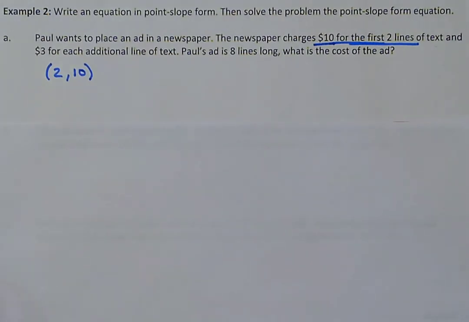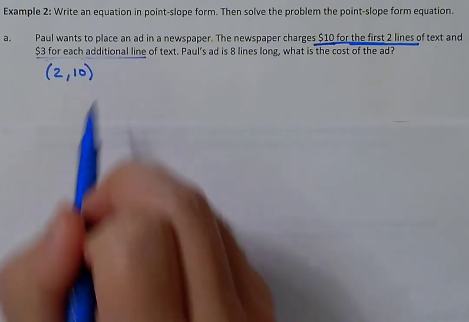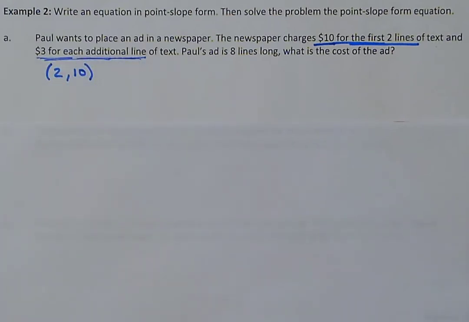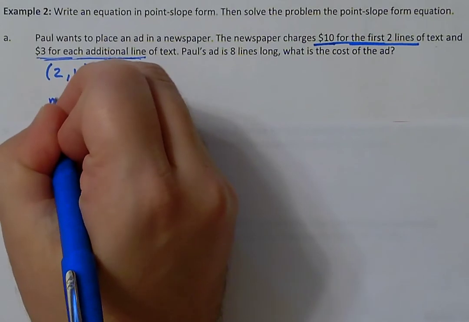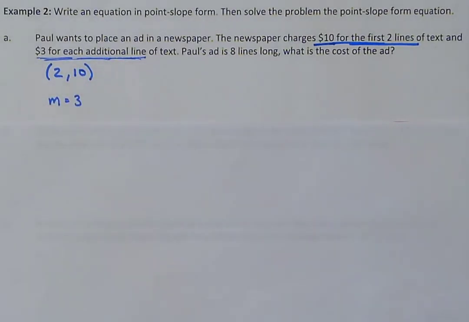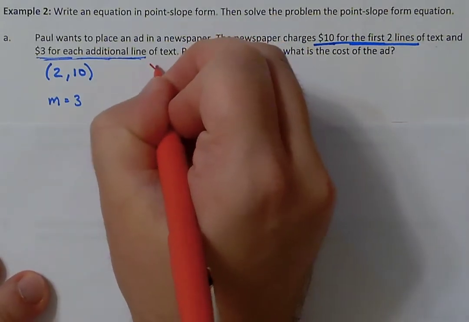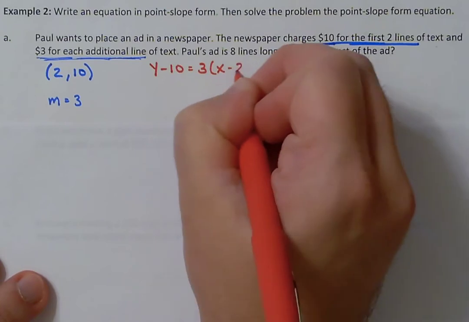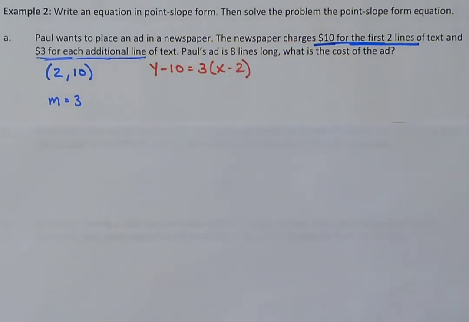And then it talks about $3 for each additional line of text. So this $3 for each additional line of text is going to be my m. It's going to be my rate of change. So I now have my x1, y1, and my m. So the first thing is to go through and write our equation. That's y minus 10 equals 3 times x minus 2. I'm just using our point-slope form to write this equation.